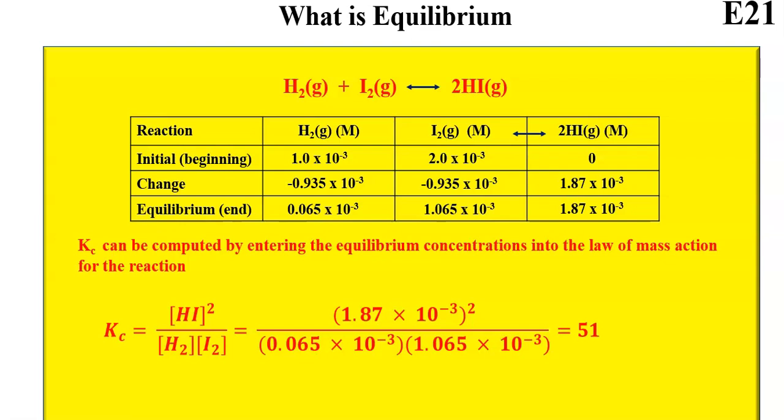Now, to get the equilibrium constant, an actual numeric value, you just plug in the numbers. Plug in your concentration of HI at the top for the products, and plug in the equilibrium concentrations of H2 and I2 on the bottom, and just do the math, and you end up with 51. So the equilibrium constant for this would be 51.